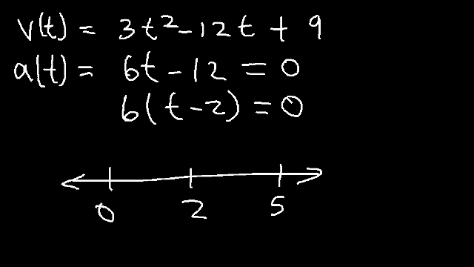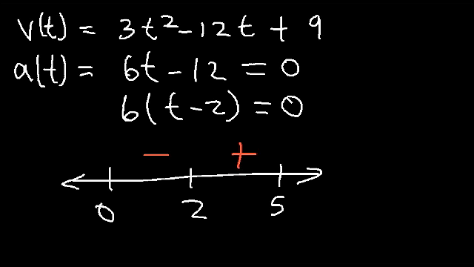Now if we pick a number between 2 and 5, is the acceleration positive or negative? Let's say we plug in 3. 3 minus 2 is positive. Times 6, that's going to be a positive number. Now if we plug in a number between 0 and 2, like 1, 1 minus 2 is a negative number. So it's going to be negative in this region.